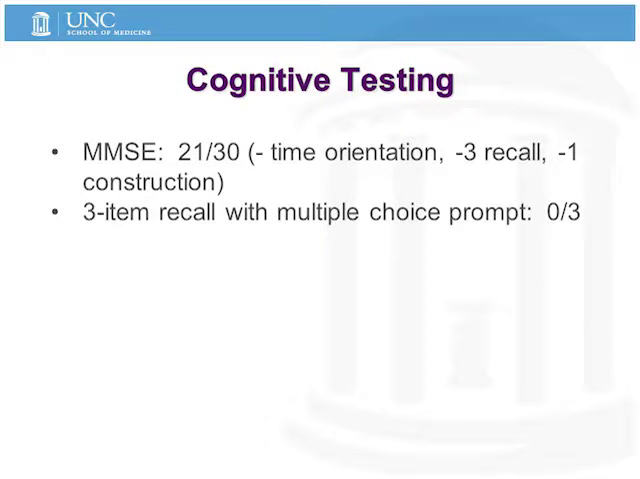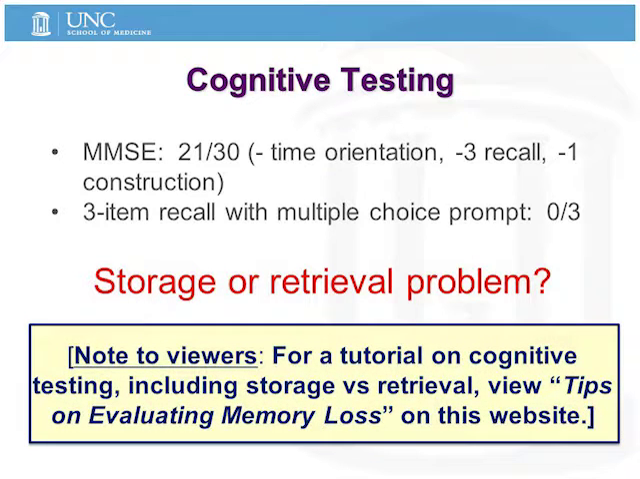Her score on the mini mental state exam is 21 out of 30. She has poor time orientation, poor constructional praxis, and poor recall, 0 out of 3. Now, one way to get more information is to give the patient either a category clue, such as fruit, or 3 choices in order to help them remember the word. To review, a retrieval problem is helped by a category clue or multiple choice, whereas a storage problem is not.